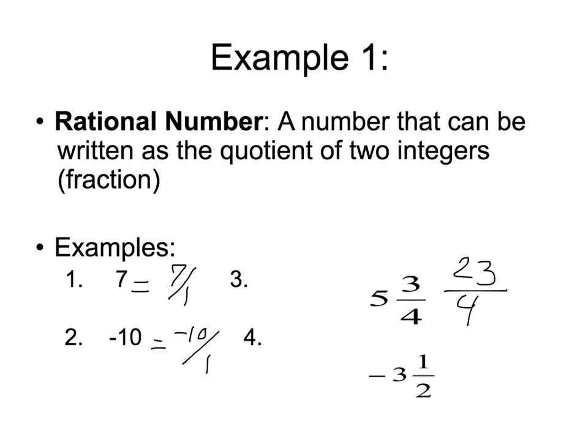Remember with problem number 4, we're going to forget about the negative for right now. 2 times 3 is 6, plus 1 is 7 over 2. And then we will bring the negative over to make it negative 7 over 2. So because we could write all of these as fractions, we therefore know that all of these examples are rational numbers.